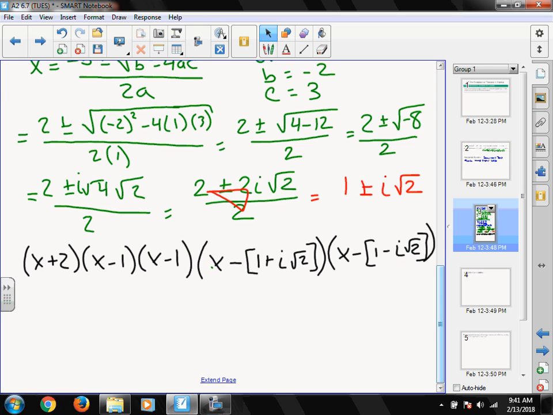Okay, questions on that? So what's so different than what we did? It's not a lot different than what we did yesterday. Now we're just bringing in the complex numbers to it. You set them equal to 0? Yep, you still set them equal to 0. Good. Any other questions on this one?